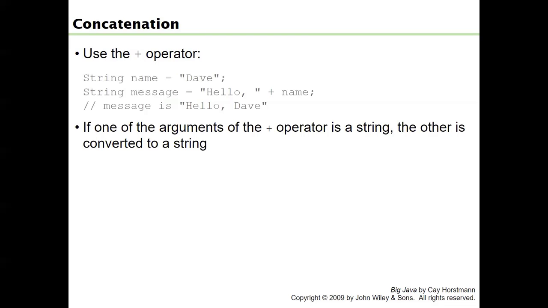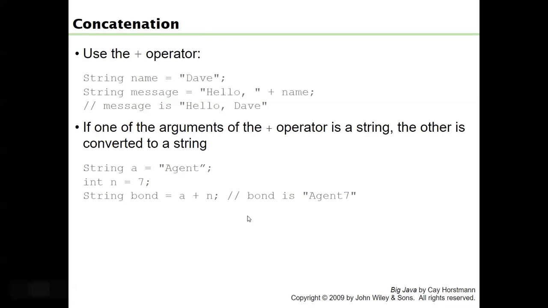If one of the arguments of the plus operator is a string, then the other argument is converted to a string. So, for example, if you take the word "agent" and you have the number 7, and you add them together using the concatenation operator, this is an integer, right? This is a string. So what this does is it converts this to a string and then appends it, or concatenates it, onto this string. So you get "Bond is agent 7."